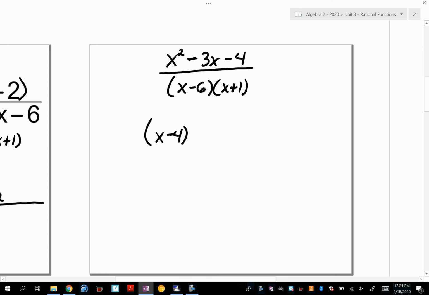Negative 4 and positive 1. I think that's what I heard somewhere. And wait, hold up. Do you see the x plus 1s? They're gone.